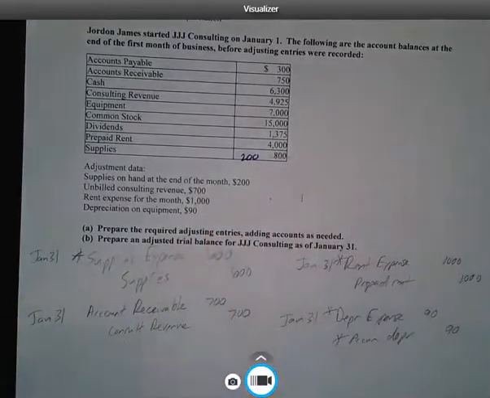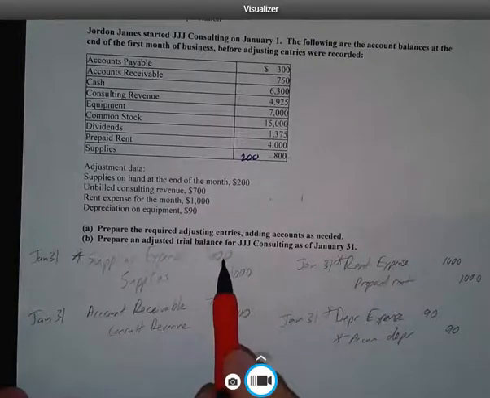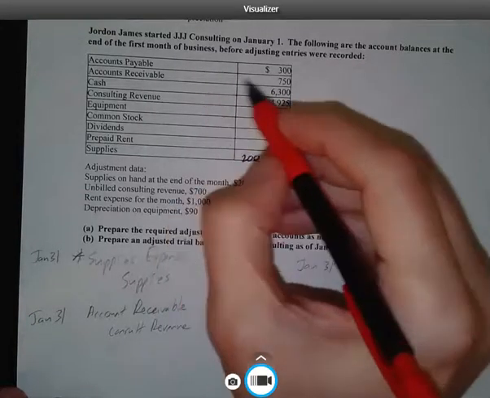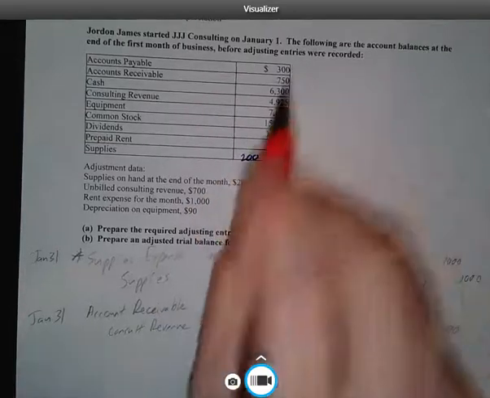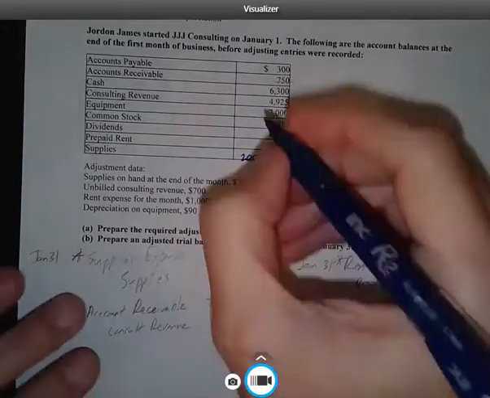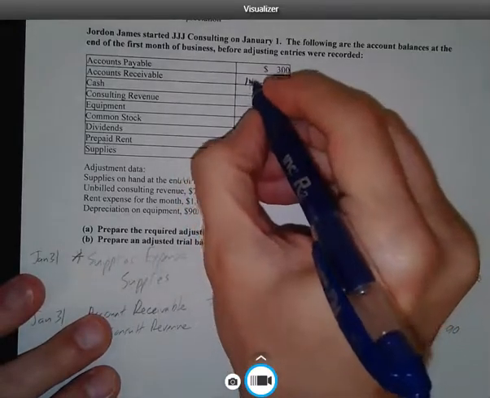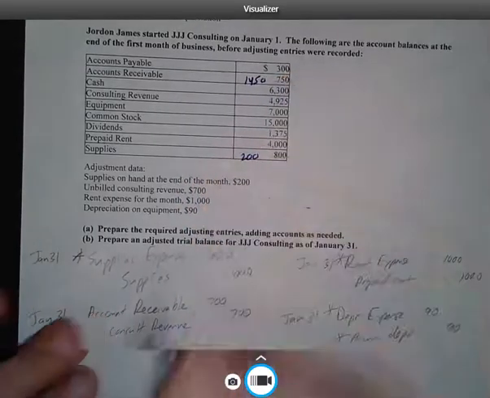$200. Okay. Let's see what else happened. Supplies expense, we're going to show that as $600. Accounts receivable went up. And let's see, what was it before? It was $750. If we add $700 to the $750, it's now $1,450.